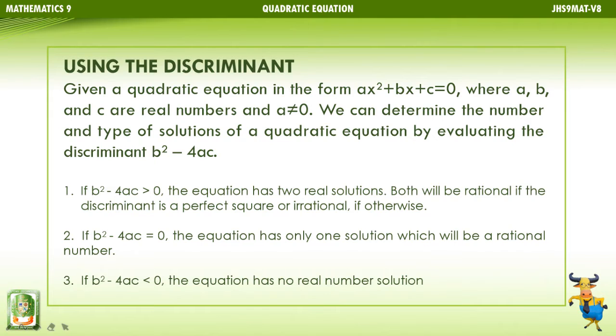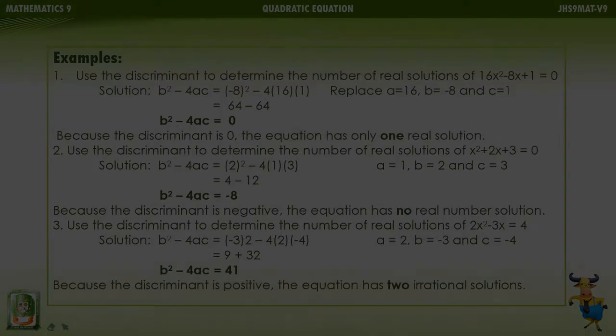1. If b squared minus 4c is greater than 0, the equation has two real solutions. Both will be rational if the discriminant is a perfect square, or irrational if otherwise. 2. If b squared minus 4c equals 0, the equation has only one solution, which will be a rational number. 3. If b squared minus 4c is less than 0, the equation has no real number solution.